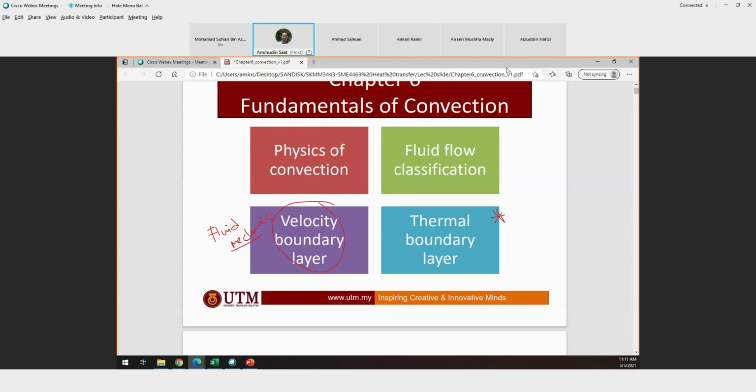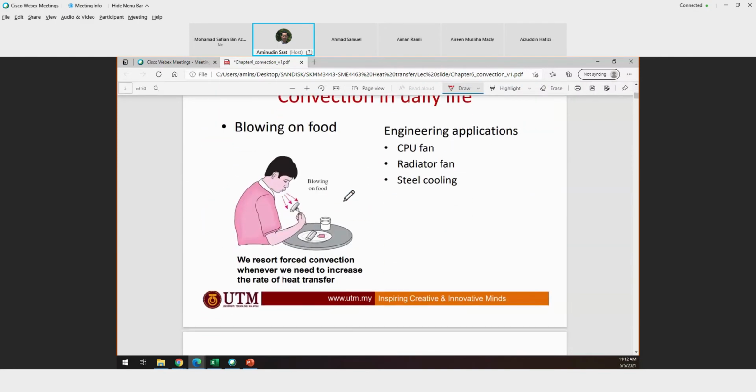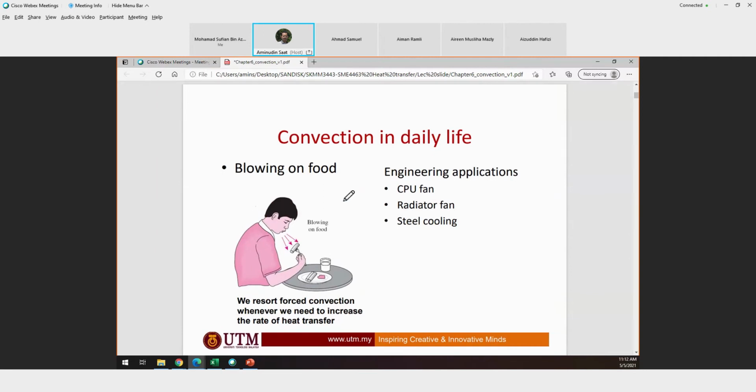Combining this thermal boundary layer and velocity boundary layer, we can use it for convection. Convection in daily life. So where we can find convection problems or phenomena, I think there are a lot. When you blow your hot food, basically you are creating a convection mechanism. So the stronger you blow, the faster the food cools.